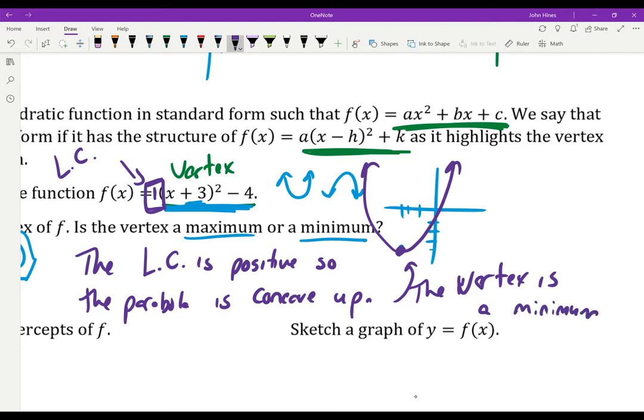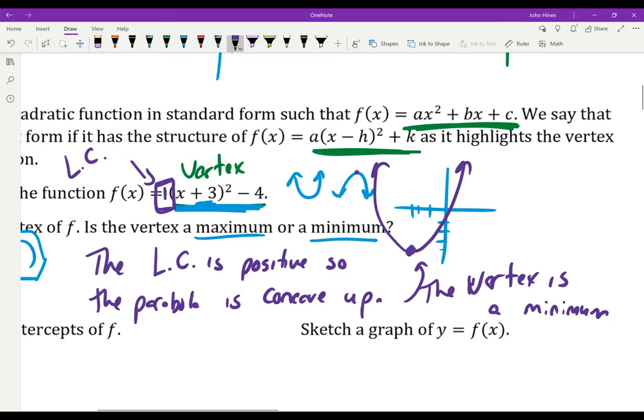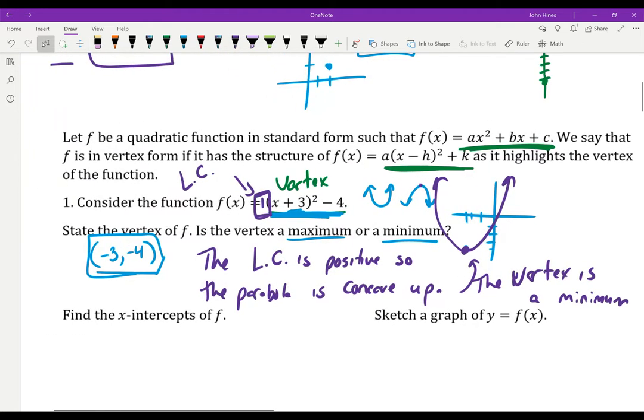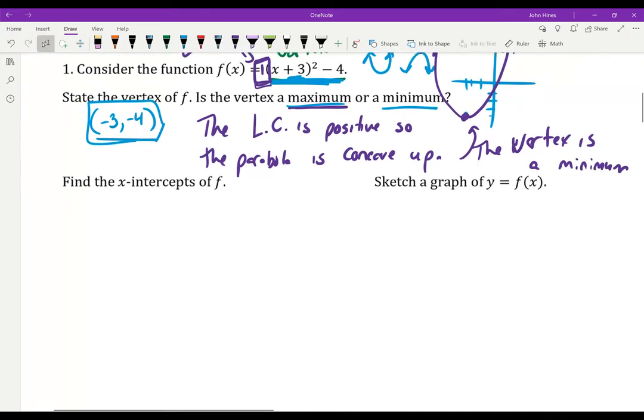If I was concave down, that vertex is at the top of the hill. So we can quickly get the vertex, and you can tell me, is it concave up or concave down, based on the leading coefficient, based on this number outside of the set of parentheses.